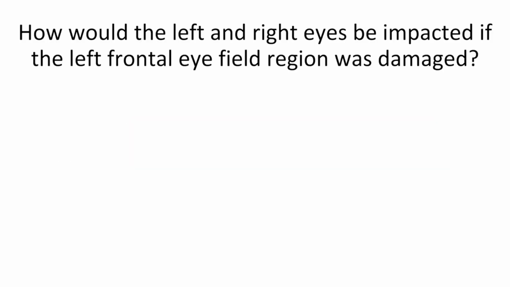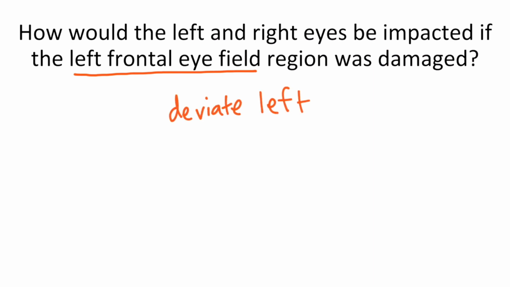Okay, with this in mind, let's do another question. How would the left and right eyes be impacted if the left frontal eye field region was damaged? So the left frontal eye field region. So both eyes would deviate to the left. Remember, damage to the frontal eye field region results in deviation of both eyes to the ipsilateral side. Because the left frontal eye field region was damaged, we know that the eyes should deviate to the left.